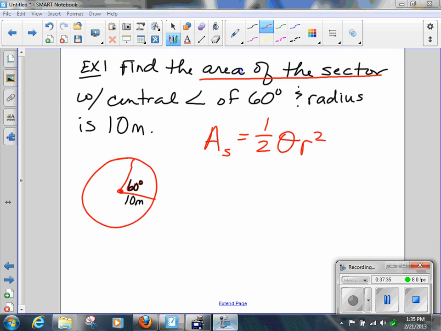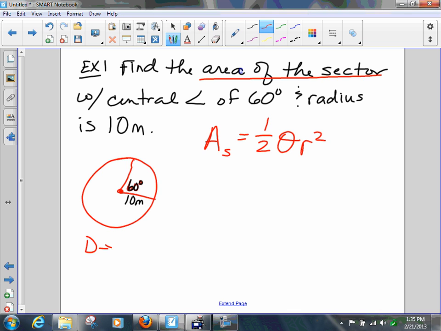So, here we go. Area of the sector. 1/2 theta r squared. Now, anything going on? Anything you seeing? Are we just going to jump right in and throw numbers in our formula? No, good. No, dude, they're in degrees. What do we have to do? You're right. Convert. Yes, convert.